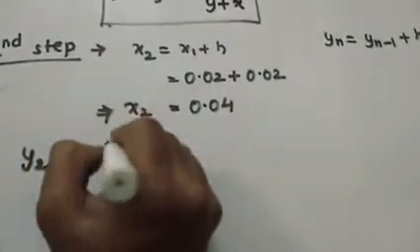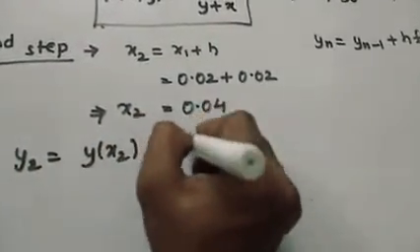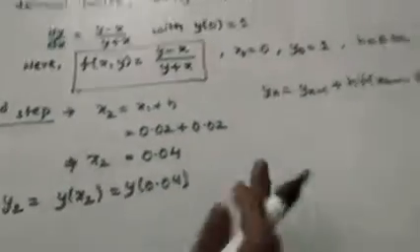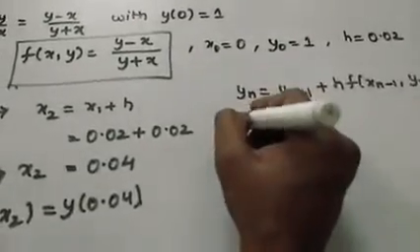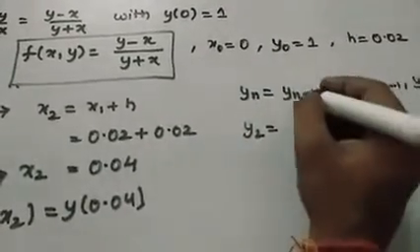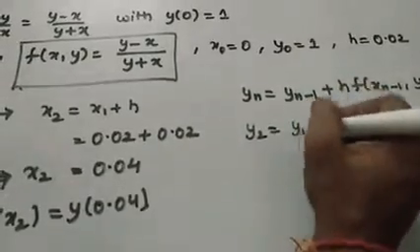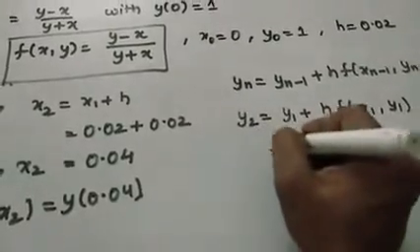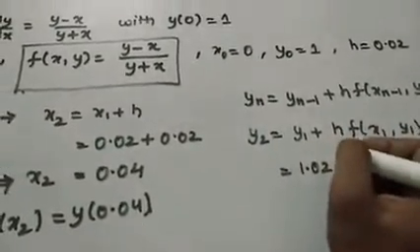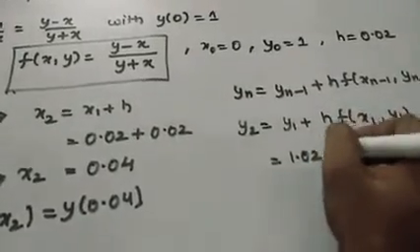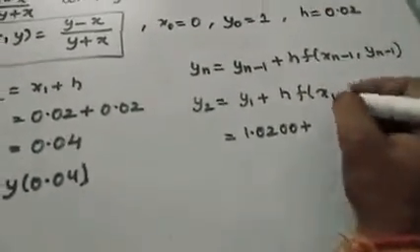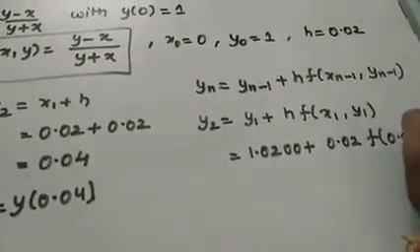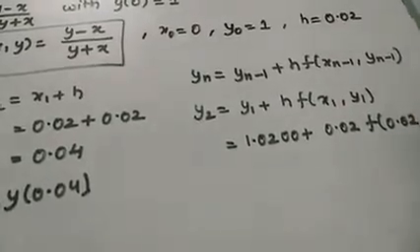y2 means y of x2, and x2 is y of 0.04. Still we have to find y of 0.1, so we have to proceed further. For that we require the y2 value. So putting n equals 2, we get y2 equals y1 plus h into f of x1 comma y1. y1 value was 1.0200 plus h. What was the h value? 0.02. f of x1, x1 value 0.02, y1 value 1.0200.